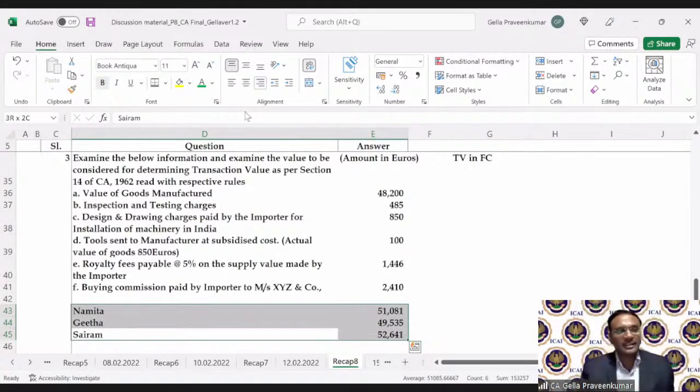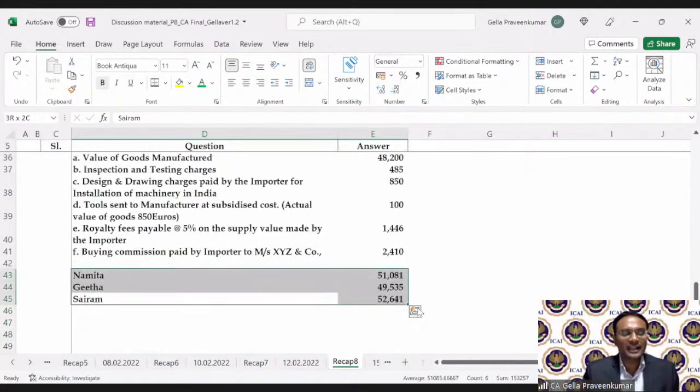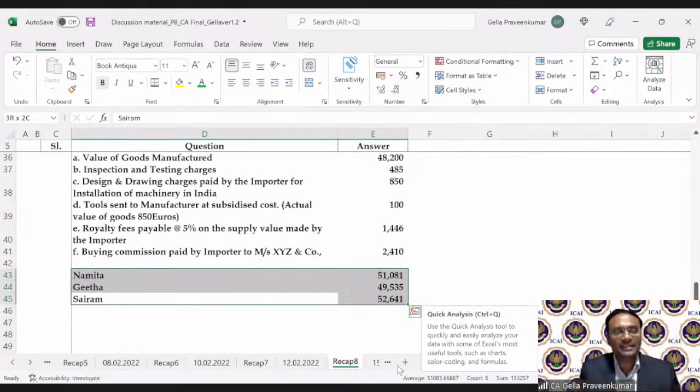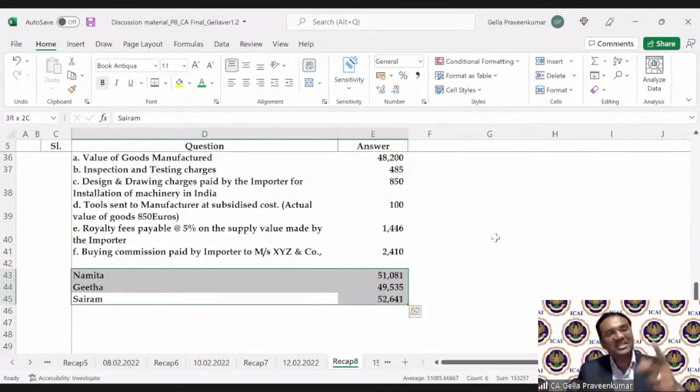Every student, like this live case in front of us, I could see, I have three answers. Namita gave 51081. Geeta has given 49535. Sairam has given 52641. Now, if another two students come, I'll get two more different answers. No doubt.